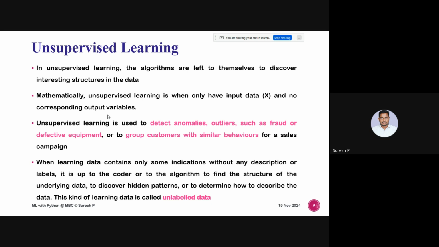Mathematically, the unsupervised learning algorithm will have only input data, and there will be no corresponding output variable. This can be mainly used for detecting anomalies and outliers, such as fraud and defective equipment, and for grouping customers based on behavior, particularly for sales purposes. If you want to perform operations like this, then we can go for unsupervised learning.